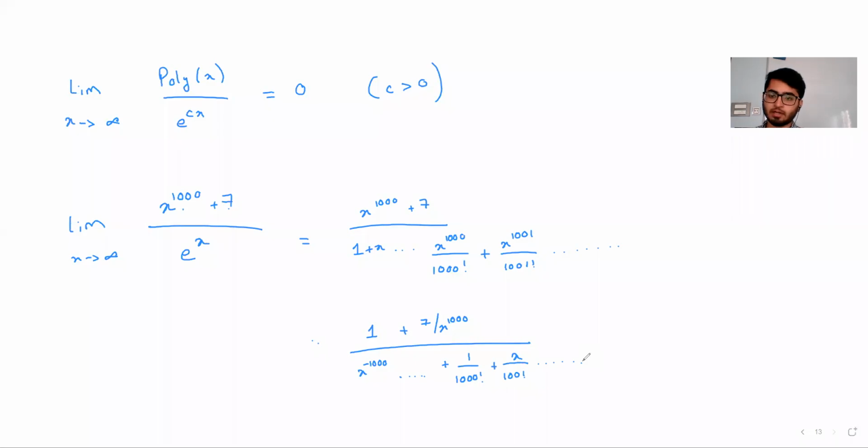I have multiplied and divided by x to the power 1000. Now if we put x as infinity, infinity to the power 1000 is infinity, and a constant divided by infinity is 0. So we get 1 plus 0, which is nothing but 1. In the denominator, all the initial terms will be 0, this is a constant, and all the other terms are going to be infinity. So in the denominator, what we have is infinity, and this is of the form 1 by infinity, which is nothing but 0. So this is again a common property which we use.